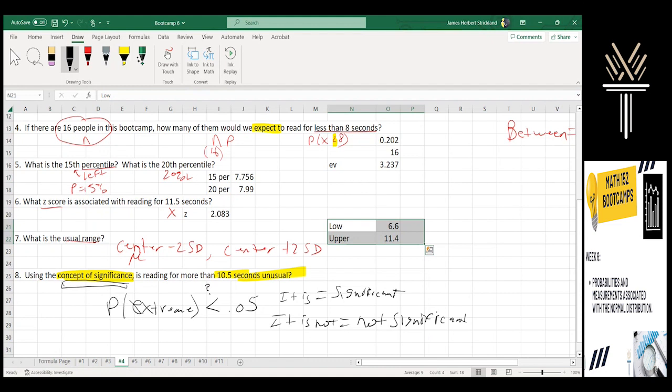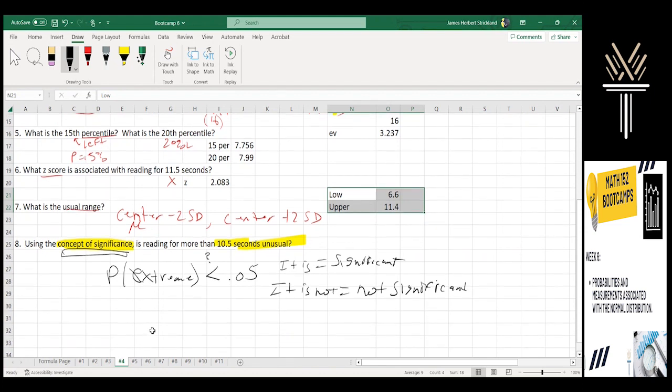Is it less than 0.05? Is it not less than 0.05? For this test, we just set it as 0.05. You'll find out that that number is arbitrary. And in future tests, we're going to modify and change that number depending on our need. But for this test, we're always going to assume 0.05.